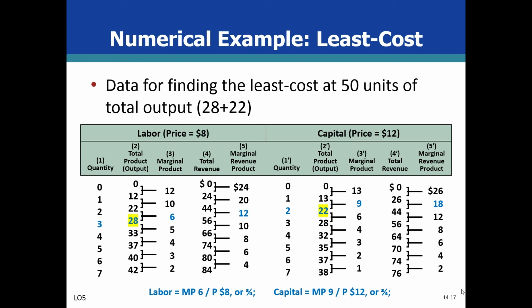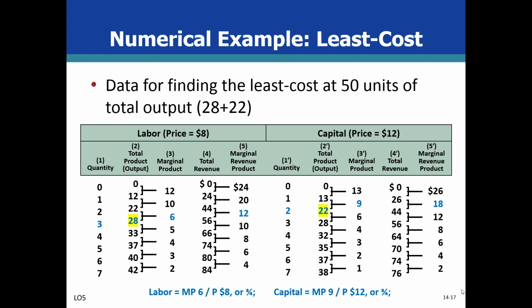The answer of finding the least cost of 50 units of total output, 28 and 22, the answer is in blue here as you move across the page. The answer is 3 units of labor and 2 units of capital. No other combination of labor and capital will generate a lower cost. If you take 3 units of labor, the cost is 24. Likewise, 2 units of capital at 12 is 24. The total cost is 48.